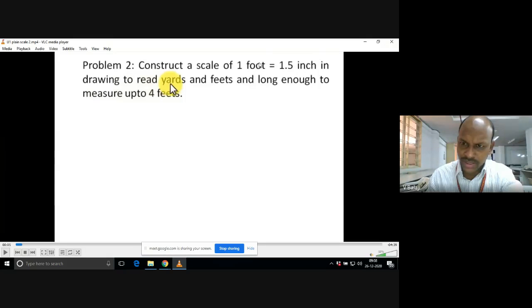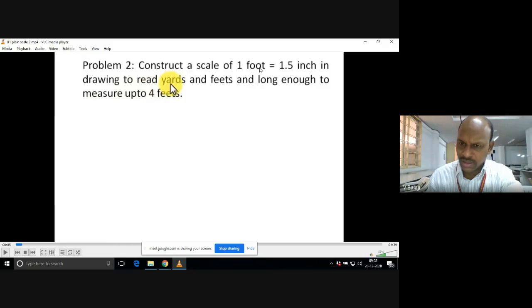What is the drawing size? What is the actual size? See here, 1 foot is the actual object size. That is a little bit larger compared to the drawing size. We are representing drawing size 1.5 inch only. Which is larger here, 1.5 inch or 1 foot? 1 foot.